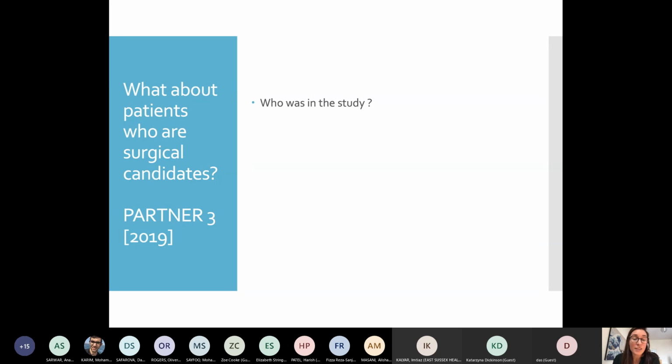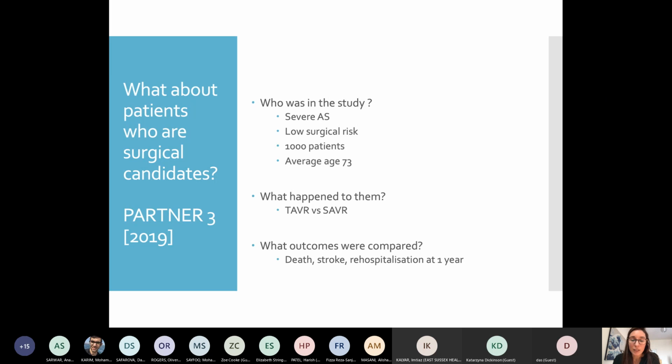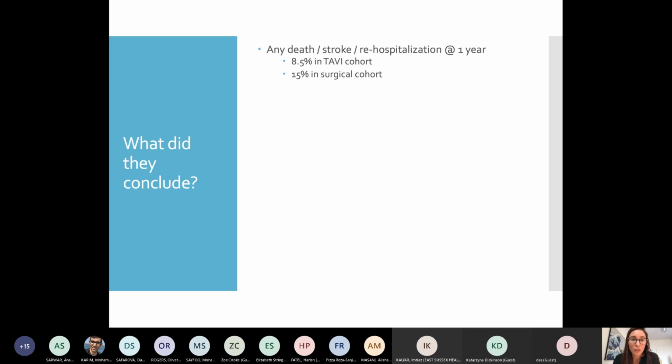So severe AS, low surgical risk, average age was in the low 70s, and there were 1,000 people in the study. So they either got a TAVI or a surgical aortic valve replacement, and they compared these important outcomes at 1 year. So they found that even in this low surgical risk cohort, the TAVI people had less death, stroke, and rehospitalization at 1 year.